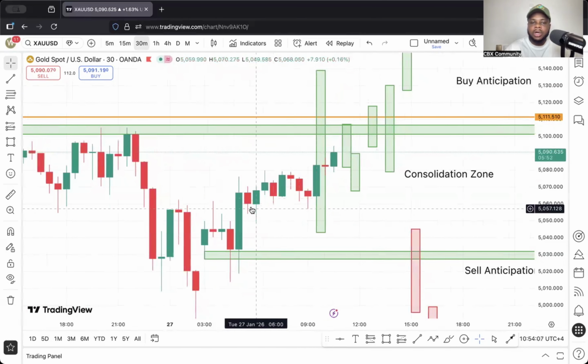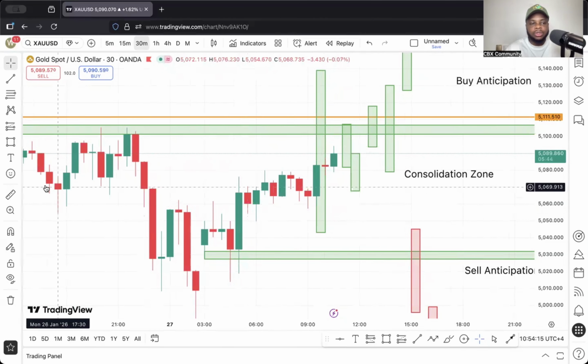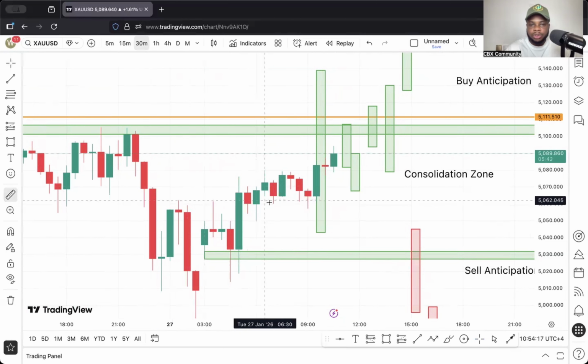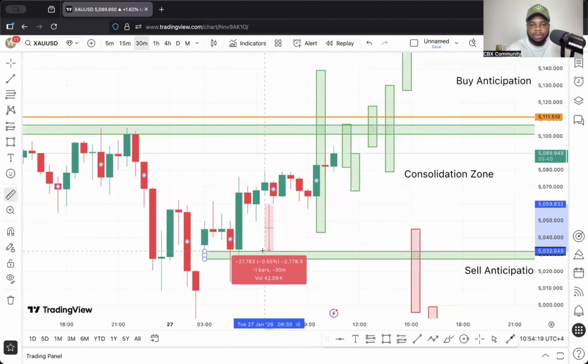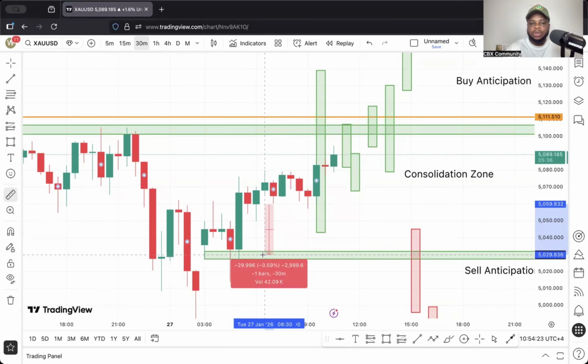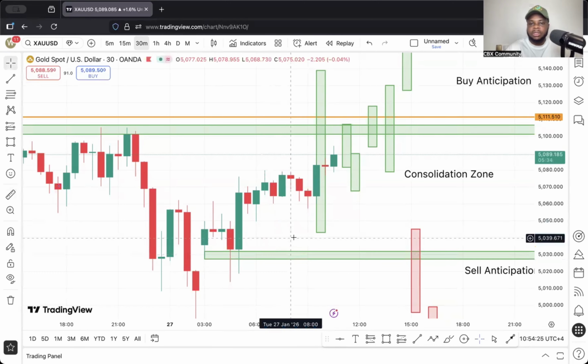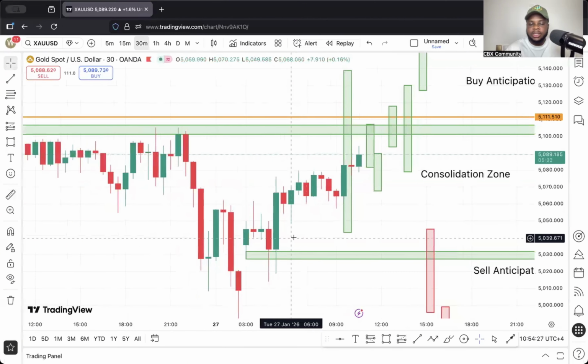I understand that we also have a support zone over here. So I was anticipating for us to identify this zone as our support zone. But let's measure from this support zone down to this support zone. We are looking at 300 pips. So we can as well secure our profits with 300 pips because of the range.